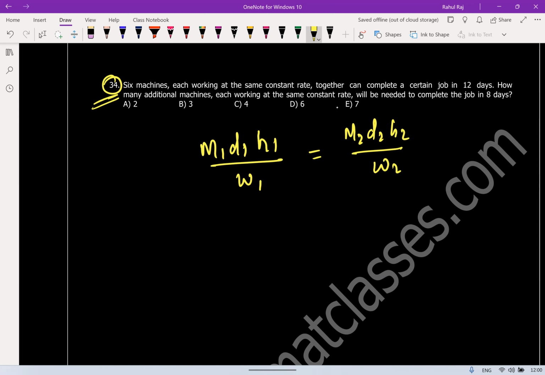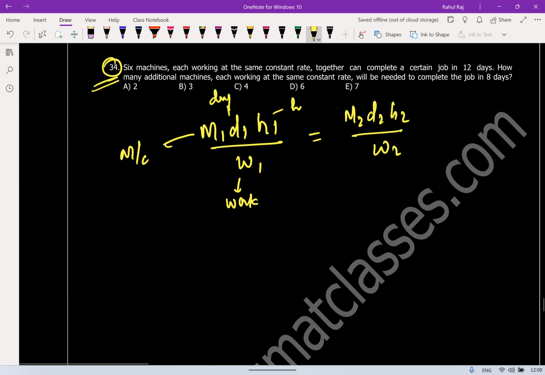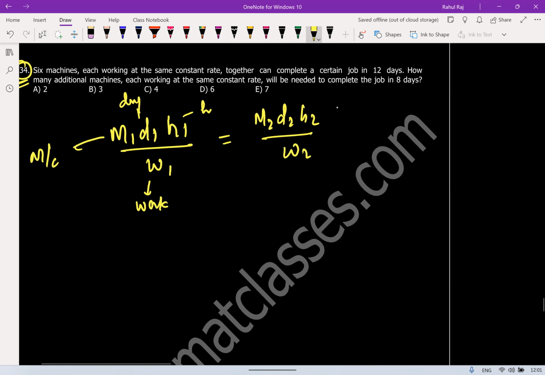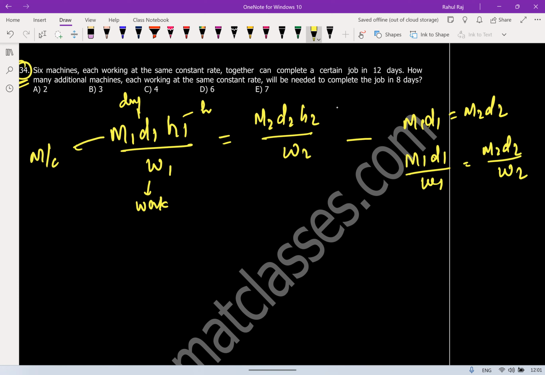You're not supposed to think anything else at all. Where M stands for machine, D stands for days, H stands for hour, W stands for work. Simple, straightforward logic. Now it says six machines each working at a constant rate can complete a job in 12 days. A lot of time what happens is that you are just checked on M1 D1 is equal to M2 D2. Now in this case, this is what is being checked. Many a time you are checked on M1 D1 by W1 is equal to M2 D2 by W2. A lot of time you may be checked on this. In this question, you are being just checked on M1 D1 is equal to M2 D2.